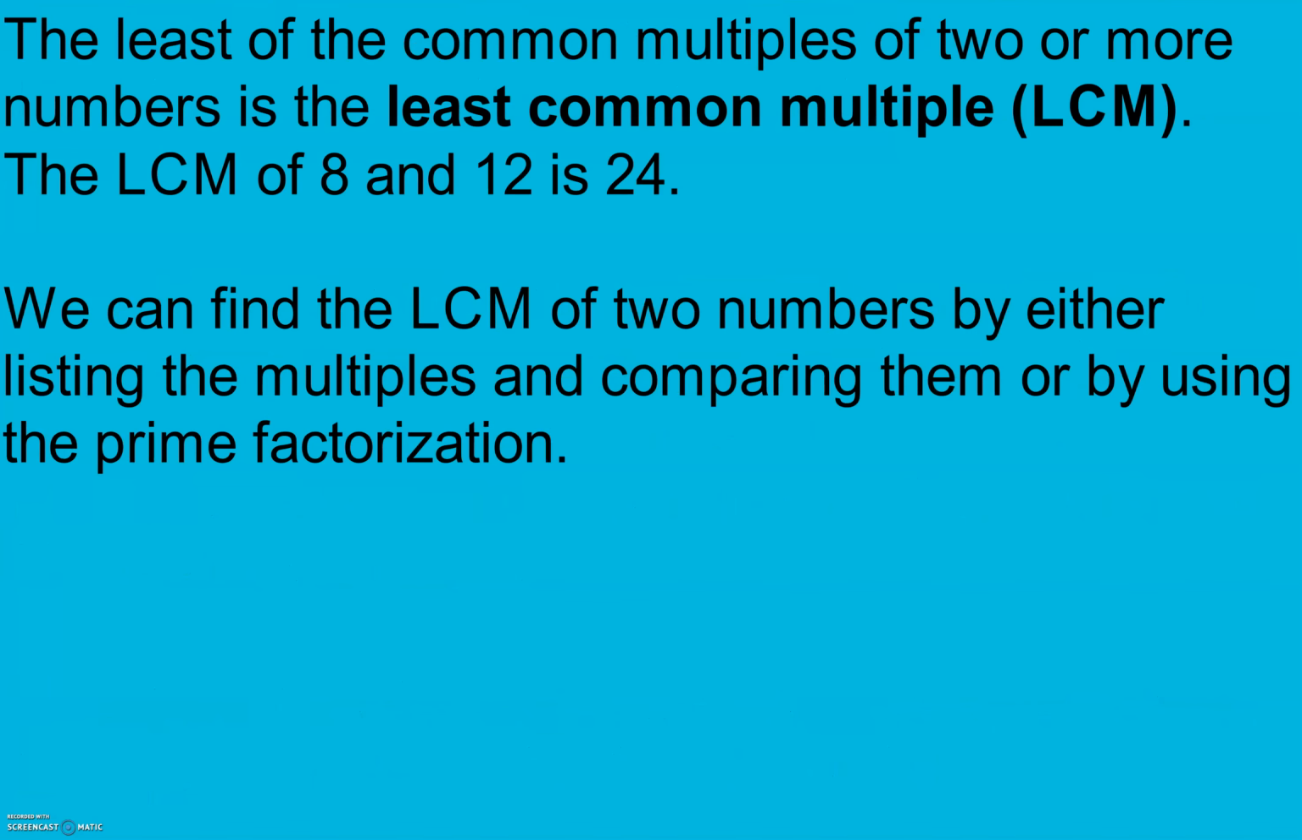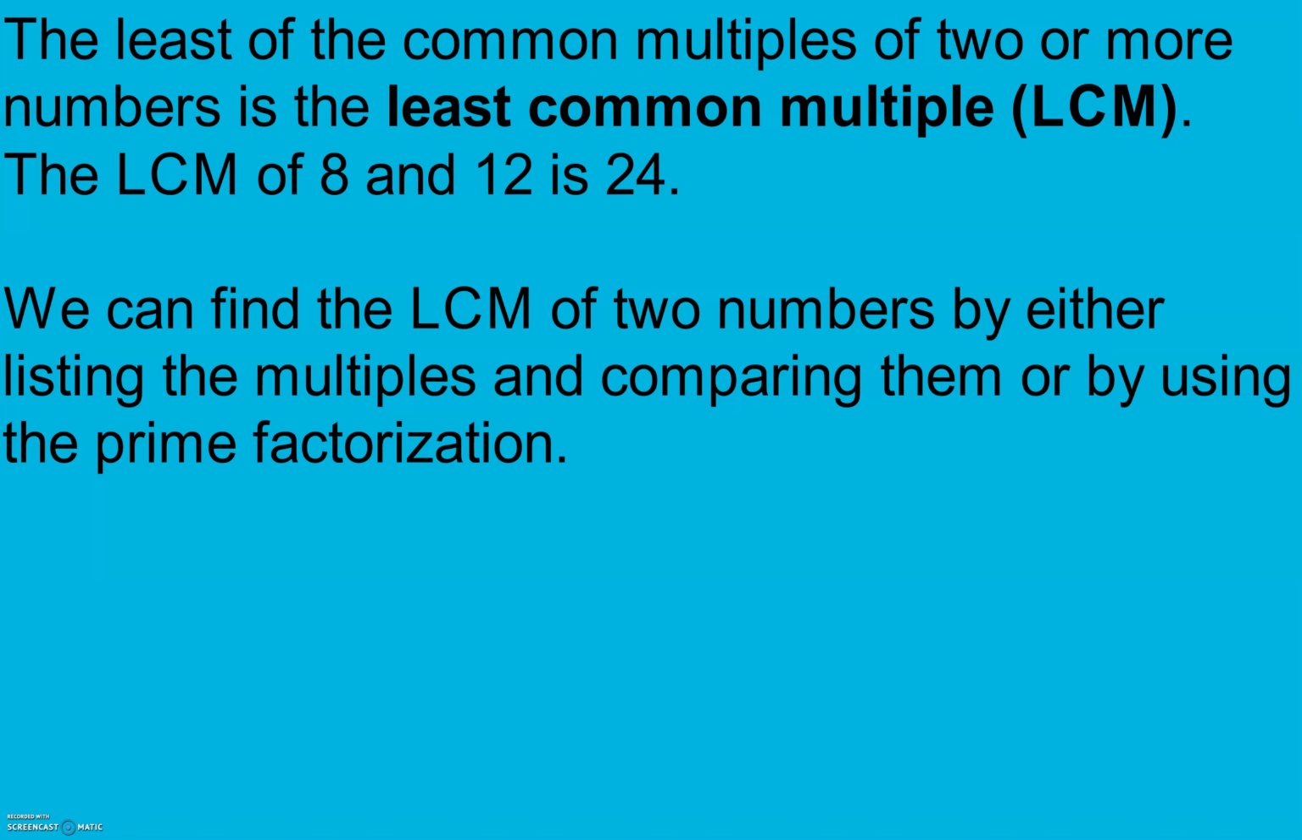So, like I just mentioned, the least of the common multiples of two or more numbers is called our least common multiple, and that's important. Between 8 and 12 it is 24. We can find the least common multiples of two numbers by either listing the multiples and comparing them, or by using prime factorization. I'm going to use prime factorization because we can list out multiples forever, and it might take a really long time to find them that way.